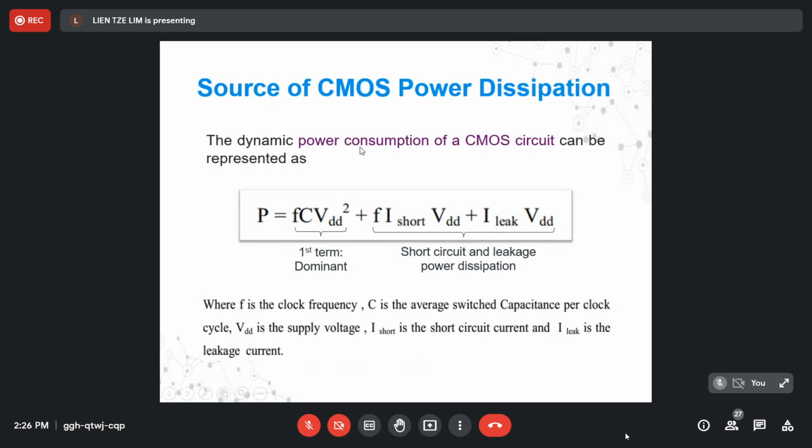The dynamic power dissipation of a CMOS circuit can be represented as P = f C V_DD squared. f means the frequency, here the clock frequency. The clock frequency determines the speed of switching. And C here means the output capacitance.